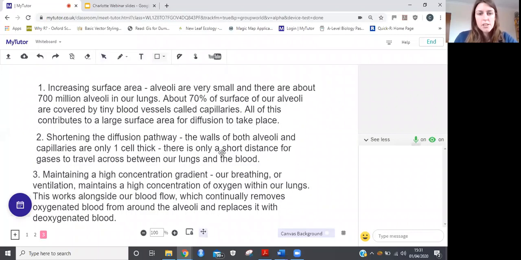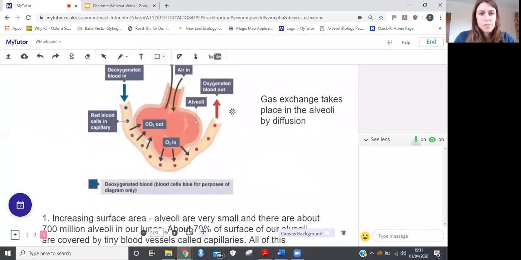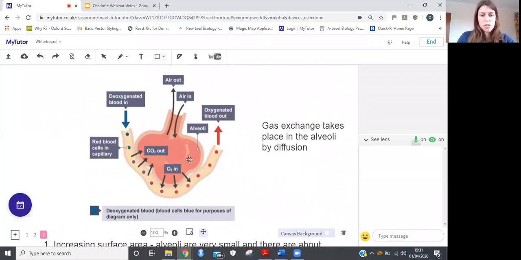If we go back to looking at our diagram of alveoli, we can talk about all of those things. So you can see here that the shape of the alveoli, you can see that a lot of it comes into contact with this blood vessel. So that provides that high surface area for diffusion to take place on.